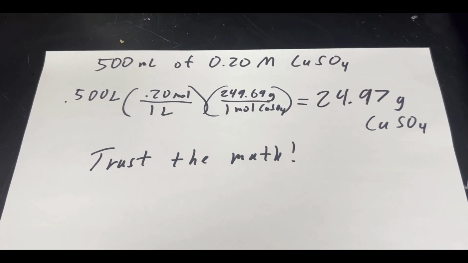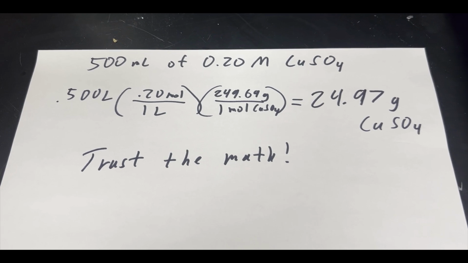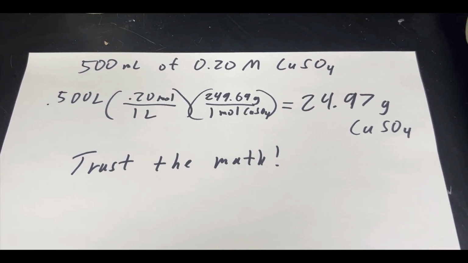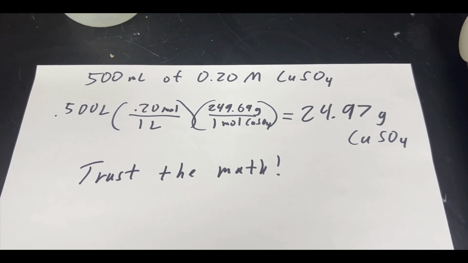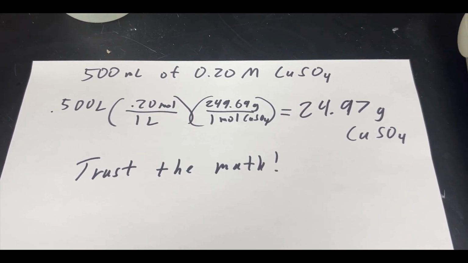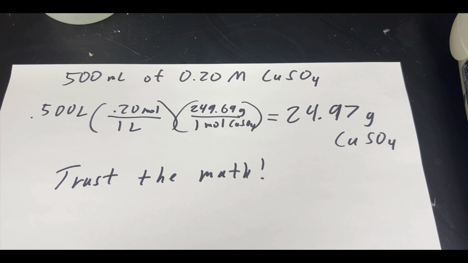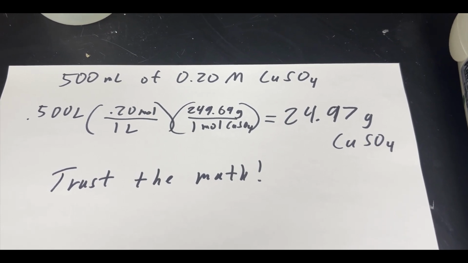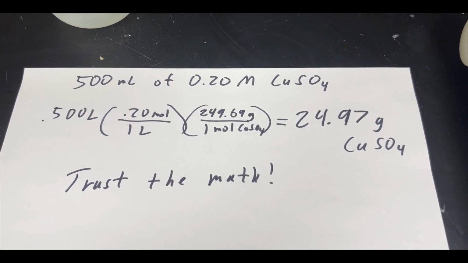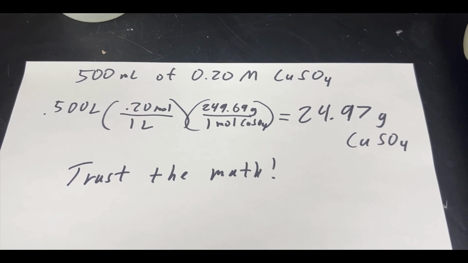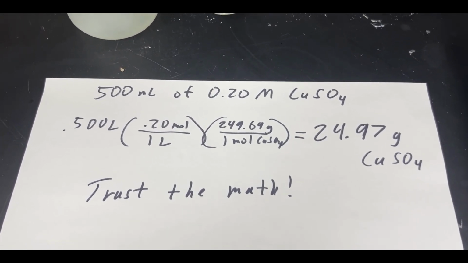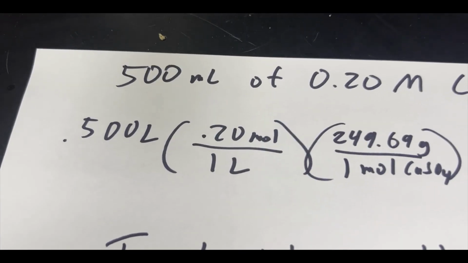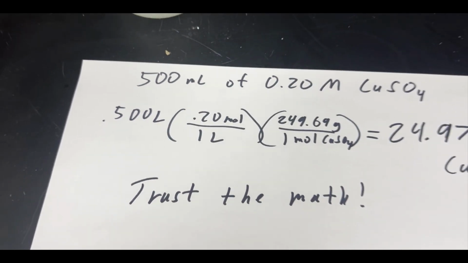So step 1 is our math, okay? So to get 500 milliliters of 0.2 molar copper sulfate, we're gonna have to start with that half a liter and then use the molarity of 0.2 moles per liter and then use the molar mass of the copper sulfate. And that gives us an answer of 24.97 grams of copper sulfate. Now, here's what we need to do: trust the math, because when we mix this all together, we just have to trust that we did the math correctly, so we will end up with that 0.20 molar solution.